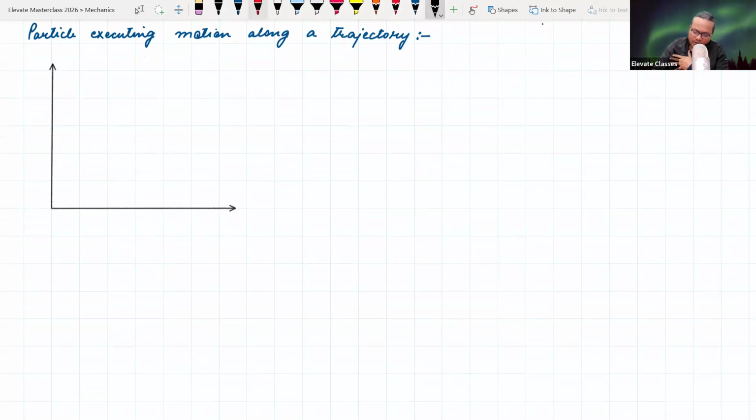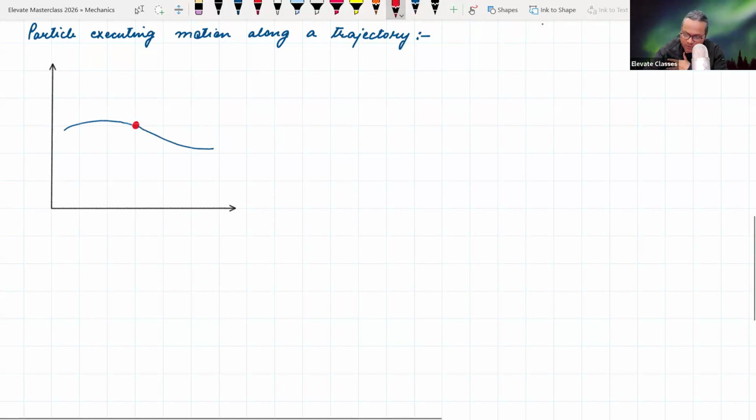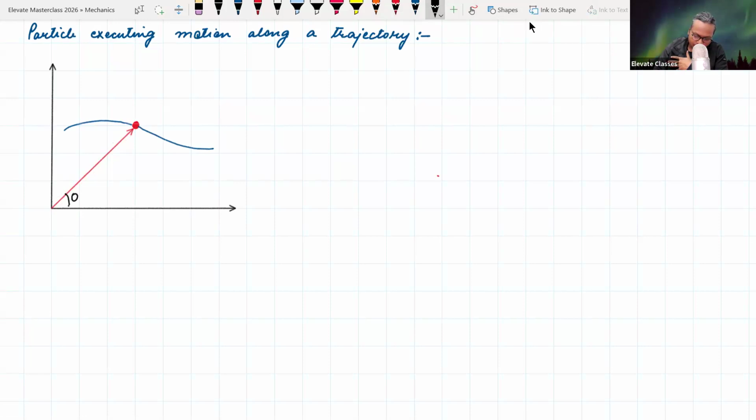And let's suppose that there is a particle here. The particle is experiencing some sort of motion. The particle is going somewhere. The position vector is this one in both the coordinate systems. Now, if we look at the position coordinates, let's suppose this is theta. This is xy. And this is r.